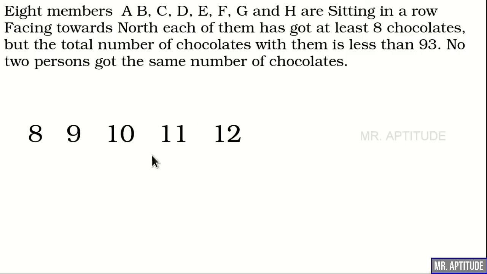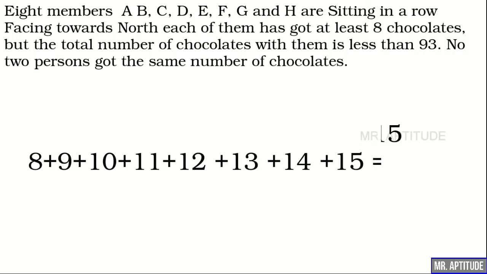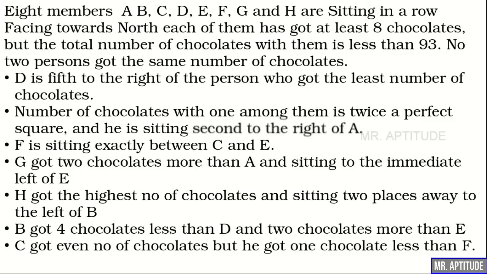And the next person should get 11, then 12, then 13, then 14. So 15 is the maximum number of chocolates one can get. If you understand this, the sum of all the given numbers, 8 plus 9 plus 10 plus 11 plus 12 plus 13 plus 14 plus 15, gives you 92, which itself says that this is the only possibility we have. So the minimum number of chocolates one can get is 8 and the maximum is 15. Now, as this is the given information and you are given that H has got the highest number of chocolates.